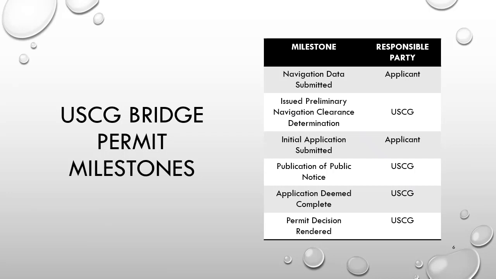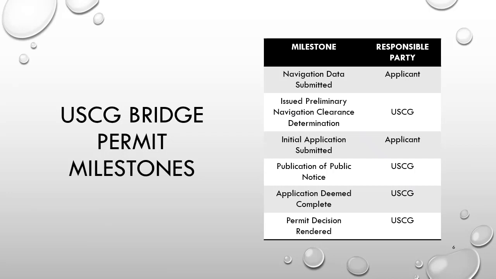And lastly, the Coast Guard permit decision is made after receiving a completed application. Our goal is to make the permit decision within 90 days after receiving the FONSI or ROD, provided all other agency permits and requirements have been met.